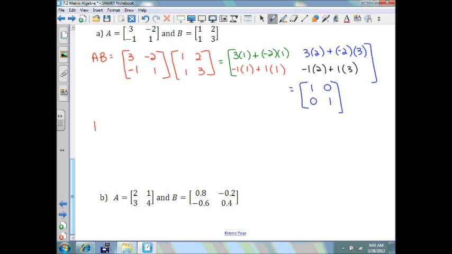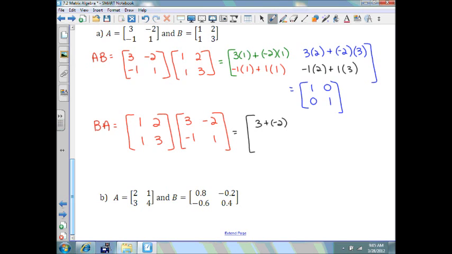Now if we do B times A, again, rewrite them to make it easier. Sometimes your brain doesn't see it the way you want it to see it. So we're going to multiply. Without showing all the work, we'll have 3 plus a negative 2, negative 2 plus 2. So 1 times negative 2 is negative 2. 2 times 1 is 2. 1 times 3 is 3. 3 times negative 1 is negative 3. 1 times negative 2 is negative 2. 3 times 1 is 3.